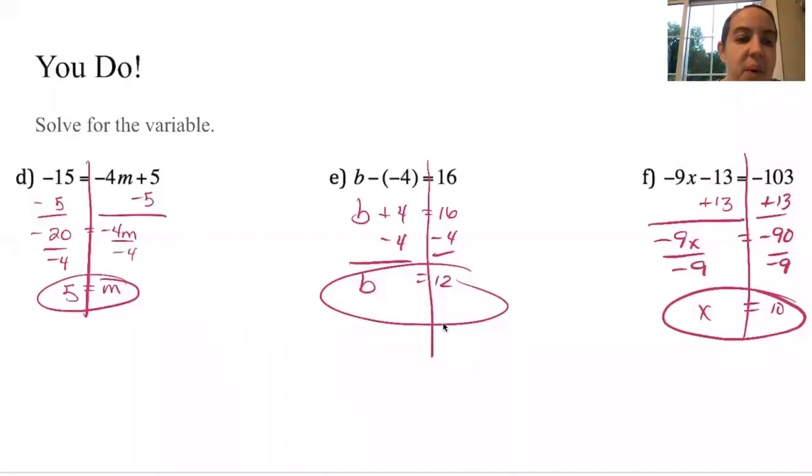All right, here we go. 3 more. For letter D, I subtracted 5 on both sides first, and then I divided by -4. My answer is 5. For letter E, remember that minus and negative right here. This double negative becomes addition. So B plus 4 equals 16. I subtracted 4 on both sides and got 12. For letter F, I added 13 on both sides. Just watch your signs over here. Negative 103 plus 13 is really subtraction. Your calculator, again, can help you out with that. Divide both sides by negative 9, and x is equal to 10.